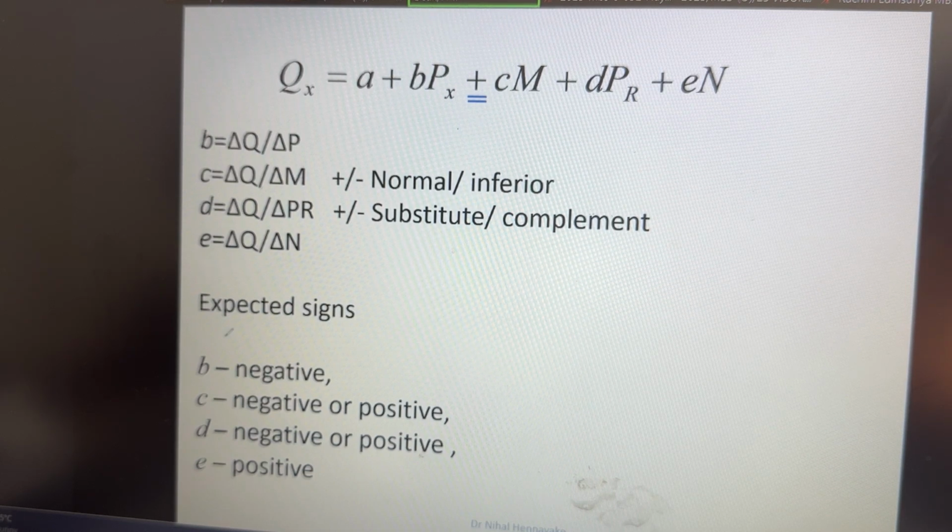And I put here, so we can expect negative or positive. Both are possible there. If it is negative, what does it mean? If you get a negative sign in front of C, the meaning of it is an inferior good. With the increase of income, demand for that particular product is coming down.